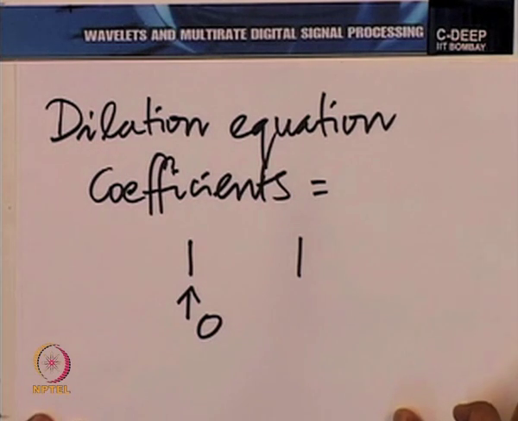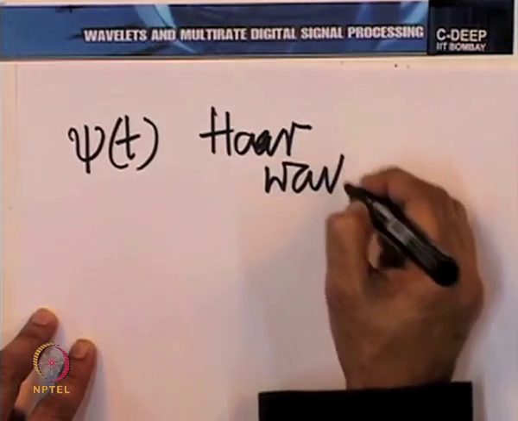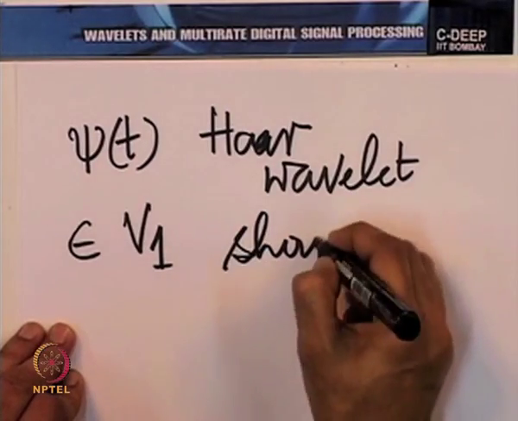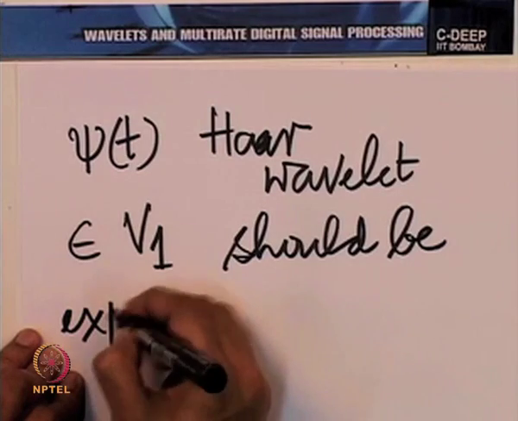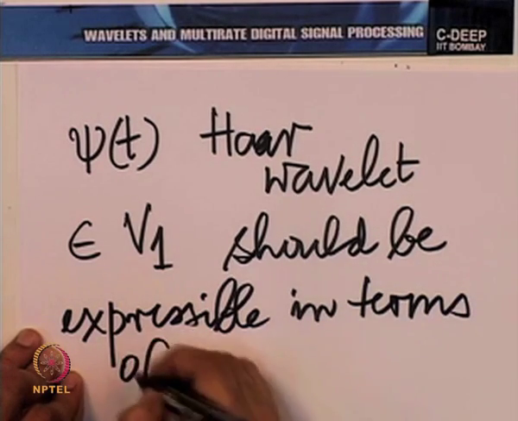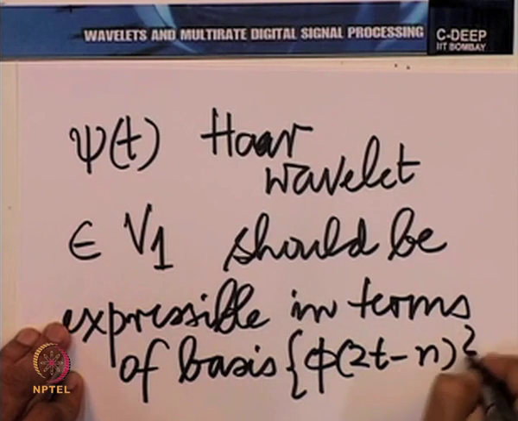Let us carry out a similar exercise for the wavelet now. Let us take the Haar wavelet and express it also in terms of the basis of V1. And what is our ground for doing so? Let us put it down clearly. Recall that psi t, the Haar wavelet, also belongs to V1. So, it should be expressible in terms of its basis. What is that basis? Phi 2t minus n for integer n.